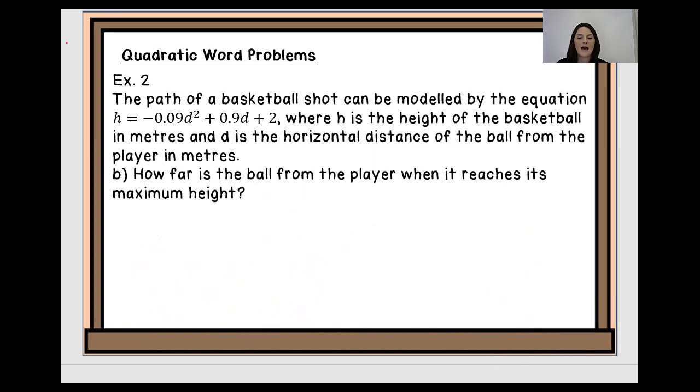So for example B, how far is the ball from the player when it reaches its maximum height? So we're still using the vertex because we have maximum height, but this time we're looking for the x value of the vertex. And since we already found our vertex in the previous example, we can go ahead and use that vertex to help us solve here.